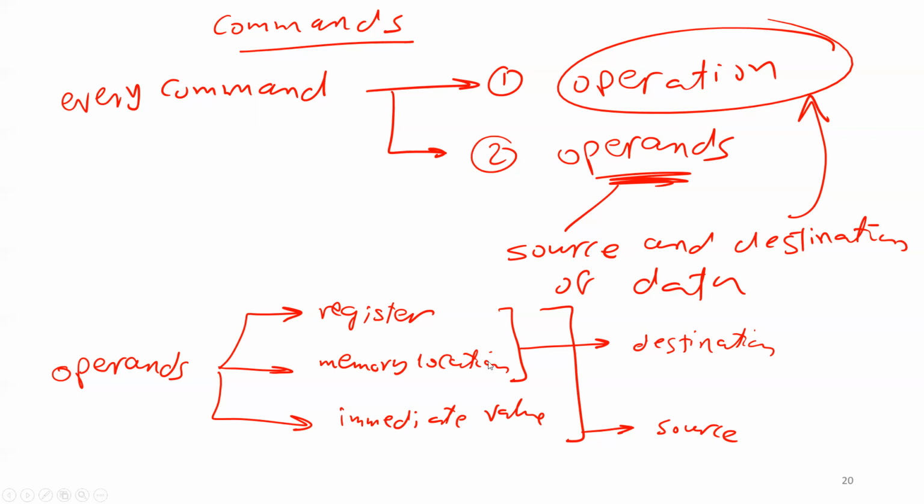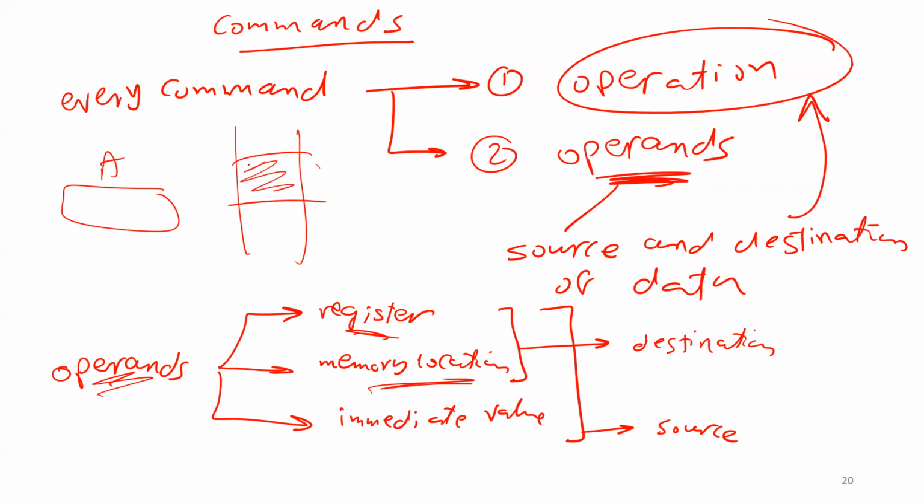Okay, and these are all the kinds of operands we have. Your data can be inside a register, or your operand can be a memory location. For example, I want to add this number in the location 1000. Okay. So again, we have three types of operands. Number one, it can be a register, it can be a memory location, or it can be an immediate value. Okay.